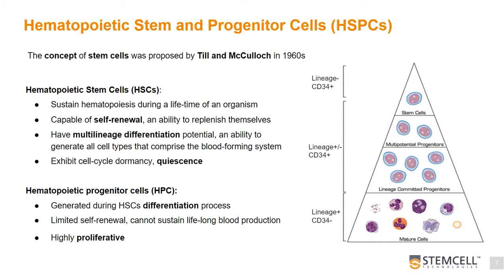Hematopoietic progenitor cells are the progeny of hematopoietic stem cells that are generated in the process of differentiation. These lineage-committed progenitors continue through a cascade of differentiation steps, by the end of which mature functional blood cells are generated. Progenitor cells are highly proliferative in contrast to HSCs, have a very limited to no self-renewal potential, and therefore cannot sustain lifelong blood production. HSCs are the only cells within the hematopoietic system that possess this property.